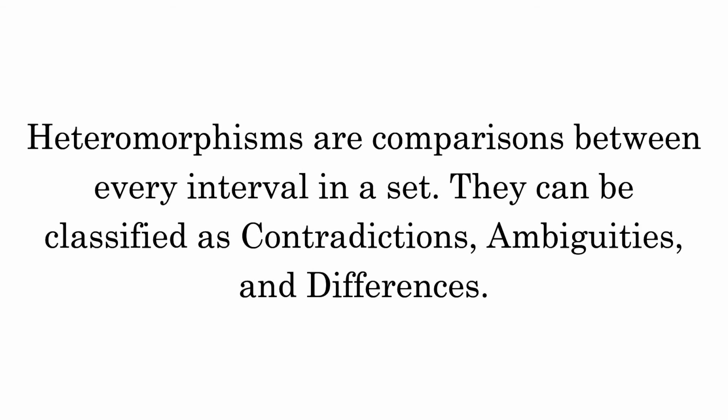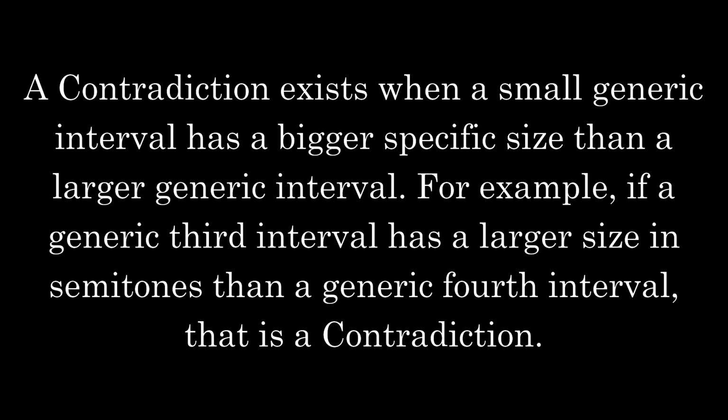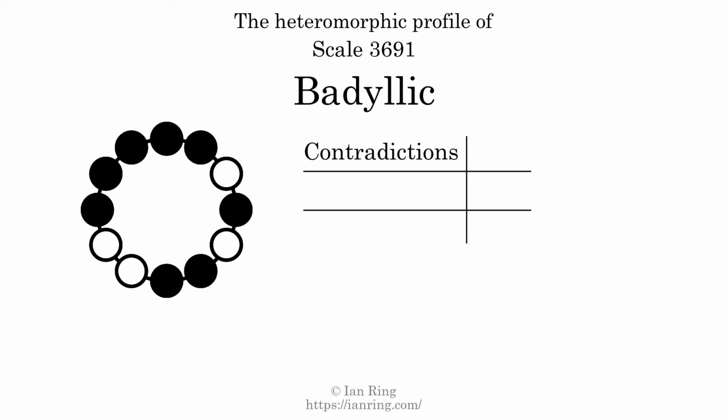Heteromorphisms are comparisons between every interval in a set. They can be classified as contradictions, ambiguities, and differences. A contradiction exists when a small generic interval has a bigger specific size than a larger generic interval. For example, if a generic third interval has a larger size in semitones than a generic fourth interval, that is a contradiction. The number of contradictions in this scale is 30.